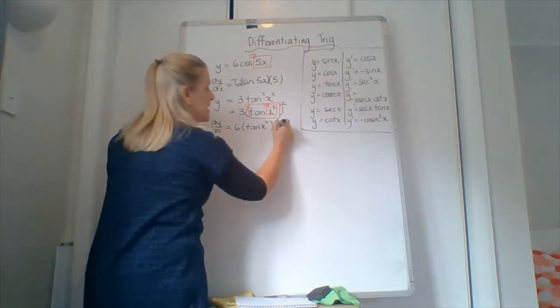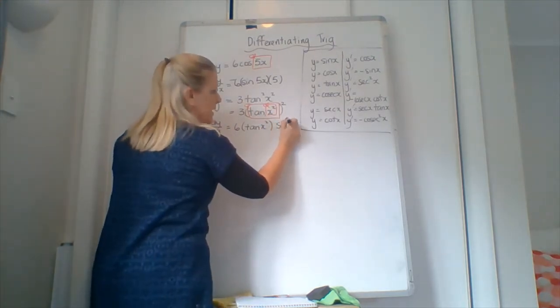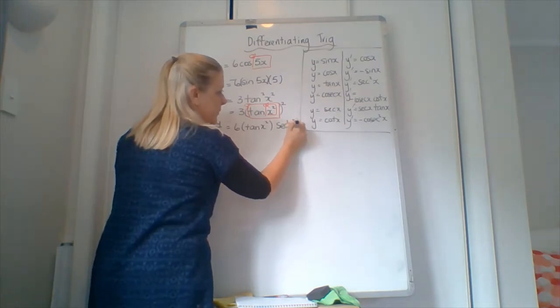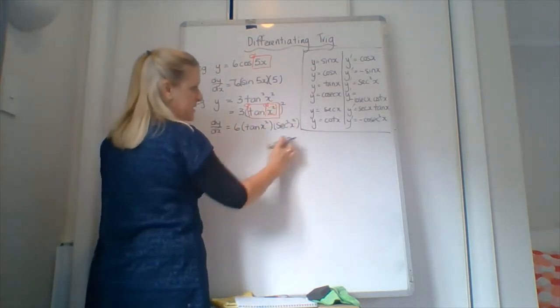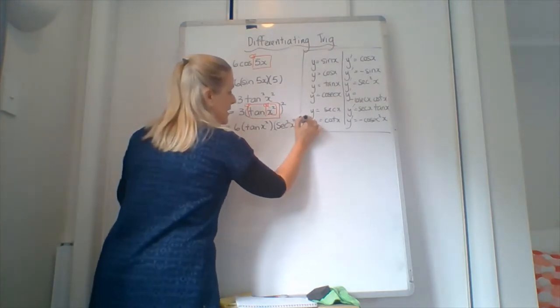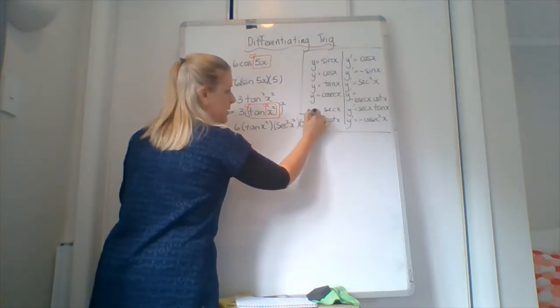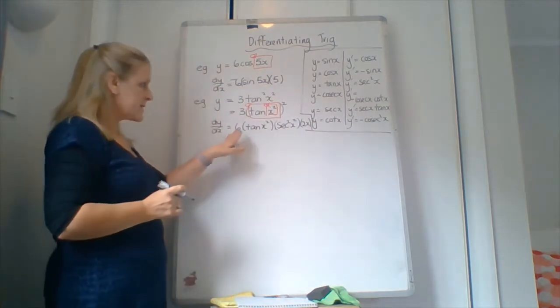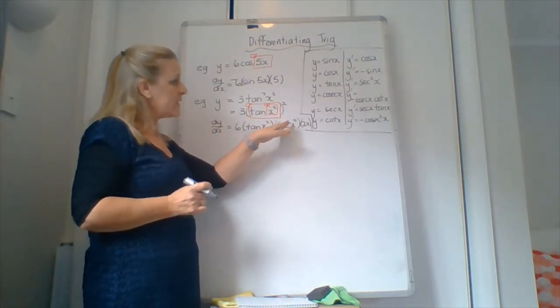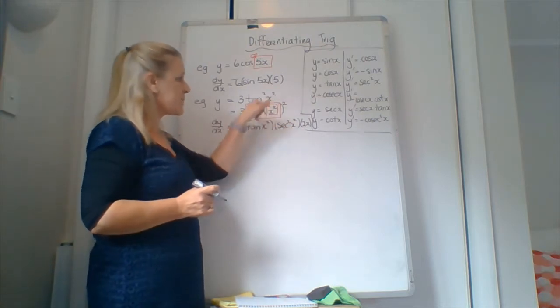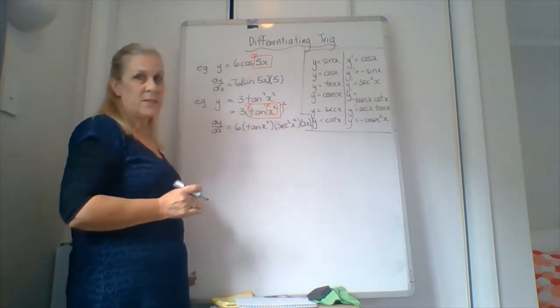Differentiate the next present, sec squared x squared. Remember to put it in brackets. And now differentiate the last present. I'm going to move that a little bit and put it here because it looks better. All right, so 6 tan x squared, sec squared x squared differentiates the first present, differentiates the second present.